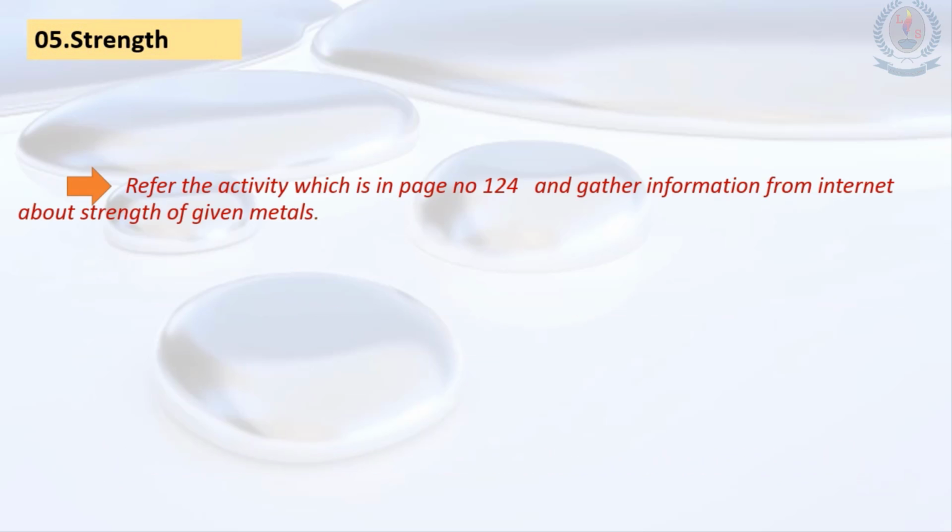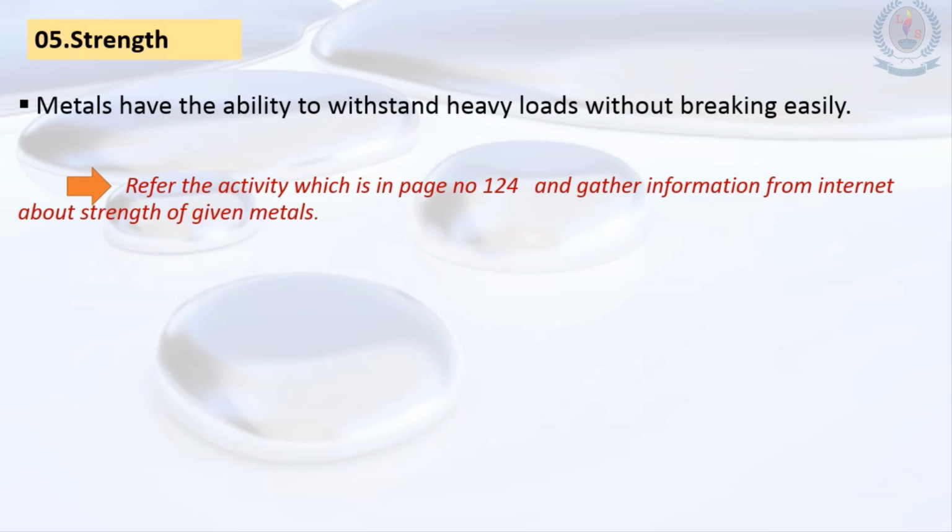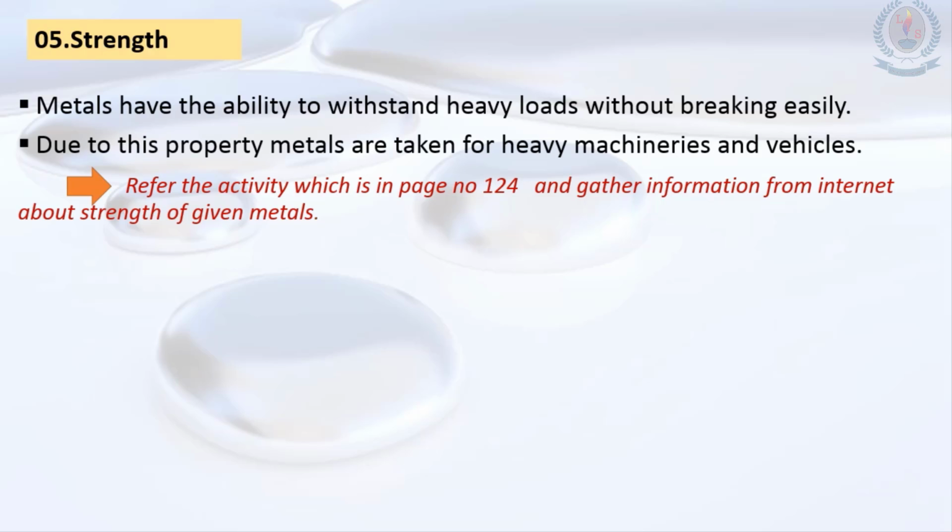The fifth property is strength. You may have experienced this in day-to-day life, when we hold a tough object, we say, oh, this is strong like metal, right? So from that we have some idea that metals have higher strength than the nonmetals, right? So metals, yes, you thought correctly, and metals have the ability to withstand heavy loads without breaking easily because they are very strong. Due to this property, metals are used for heavy machinery and vehicles.